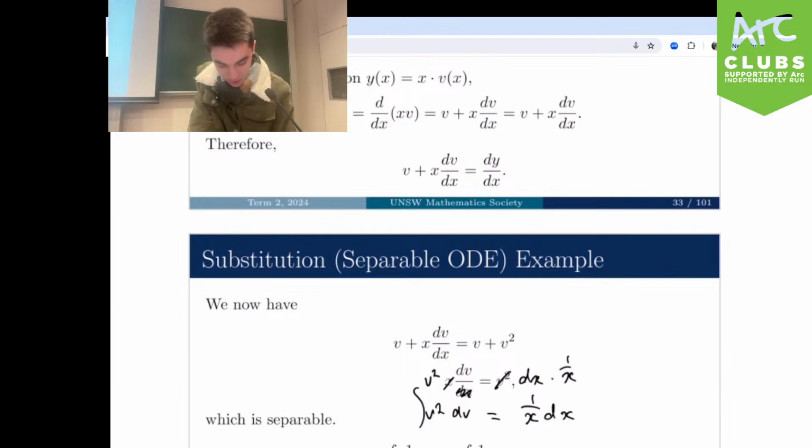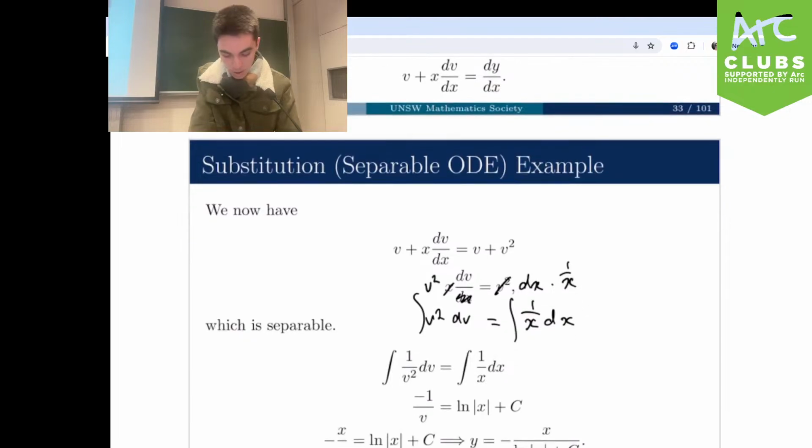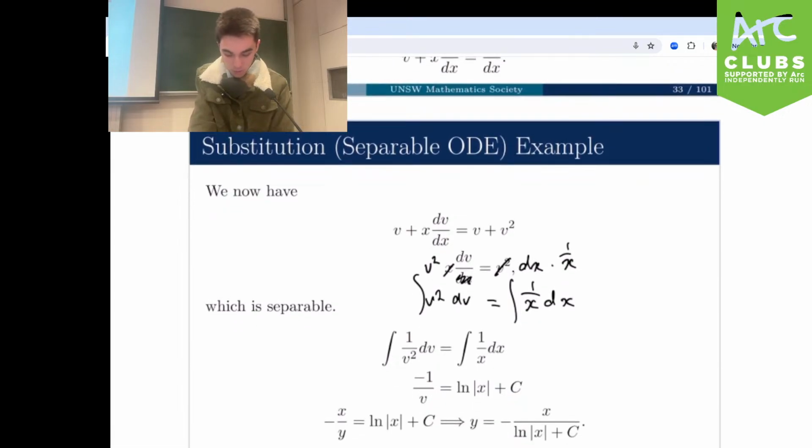And then once we put an integral sign on both sides, we can get an expression for v in terms of x. So once we integrate that, this is what we get: minus 1 on v is equal to natural log of x plus some constant. And we can solve for what this should equal. So minus x on y, that's what this left-hand side becomes, is equal to natural log of x plus c. And then once we multiply through by y, we get this expression. So that's our solution. Any questions so far?